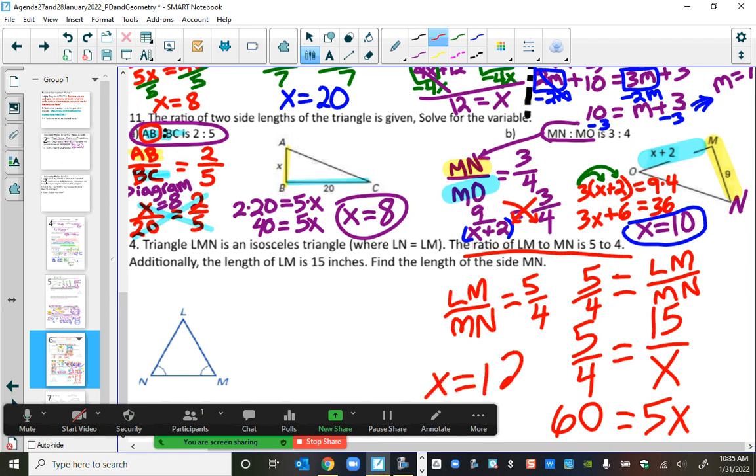So what was the side that was the 12? Let's make sure we know what side was the 12. Is it LM or MN? Remember, LM they gave us. So what was the other one? You're on the right track. So what's our other side? N. That's right. So the x equals 12. That's in N.